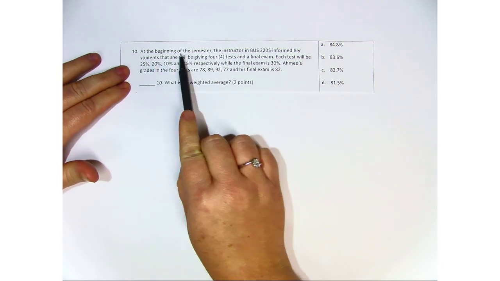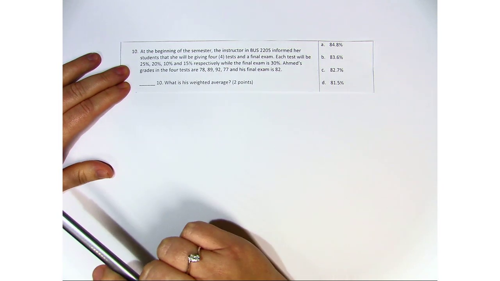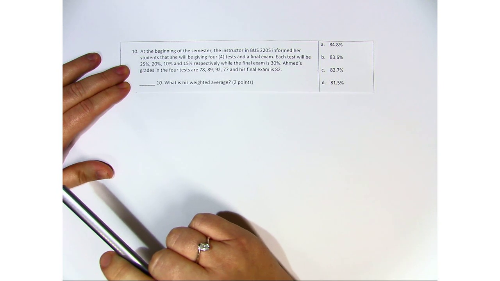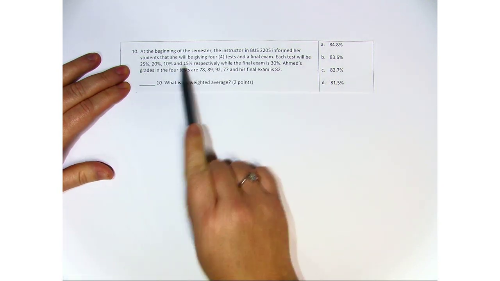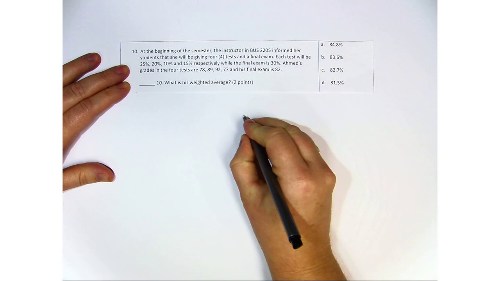Okay, question number 10 is dealing with some weighted averages. So let's go ahead and read through it and see if we can figure out a way that we can write this in a way that we understand. At the beginning of the semester, the instructor in BUS 2205 informed her students that she will be giving 4 tests and a final exam. Each test will be 25, 20, 10, and 15 respectively, while the final exam is 30. Okay, so this is the weights.